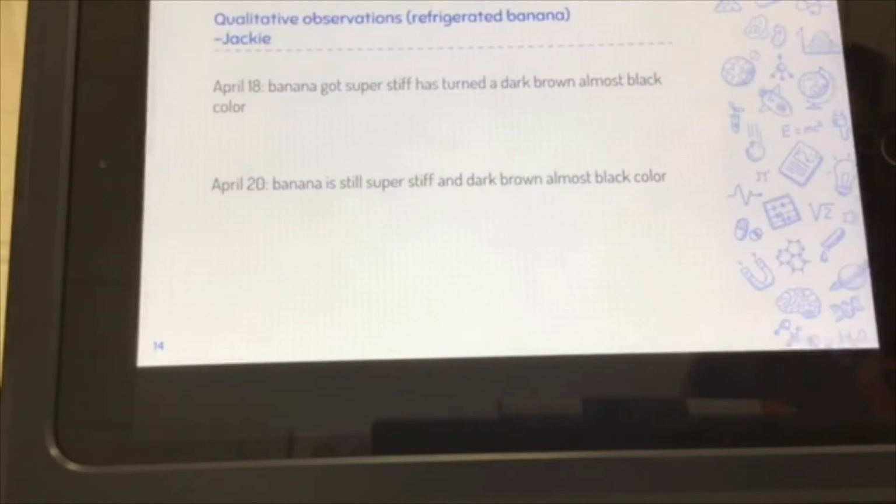So Jackie's observations for the refrigerated banana were that on April 18th, the banana got super stiff and turned a dark brown, almost black color. On April 20th, the banana is still super stiff and dark brown, almost black.